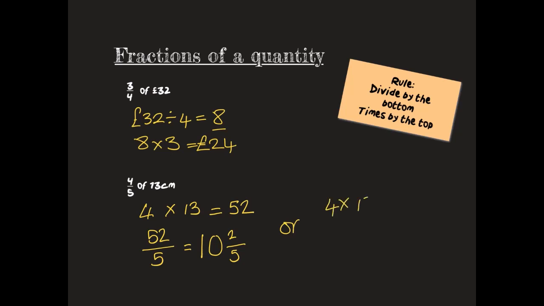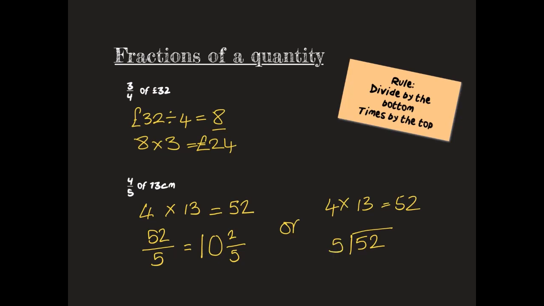Or the other way that we could do this, again, times the top first. So 4 times 13 is 52. And then we could write it out as a division like this. So 52 is going to be divided by the bottom, divided by 5. Don't get your rule mixed up.